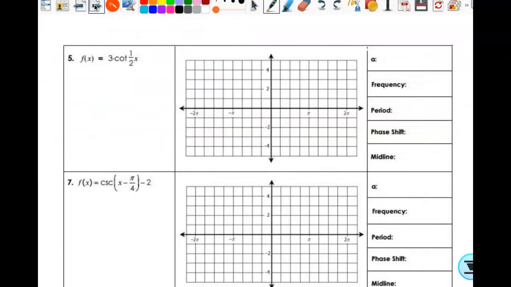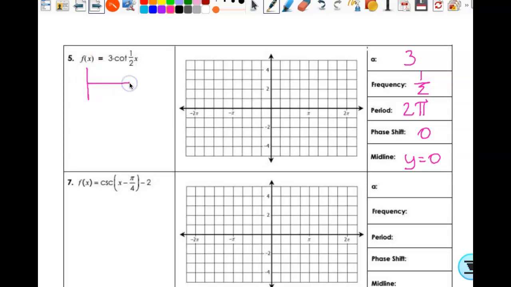All right. What is A here in this one? 3. What's the frequency? 1/2, which makes the period what? 2 pi. Good, because the period for cotangent is pi, and I divide by 1/2, I get 2 pi. I do not have a phase shift. Midline is at y equals 0.